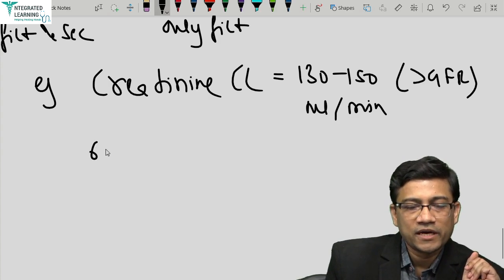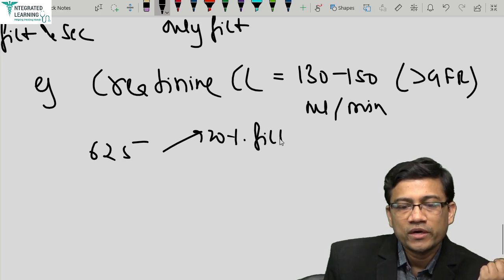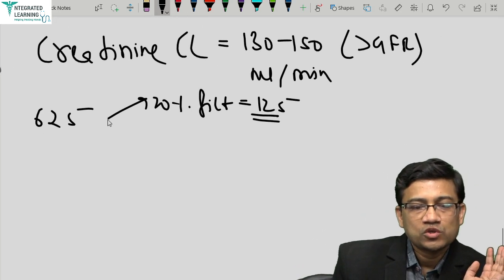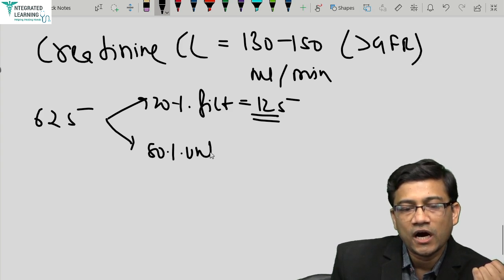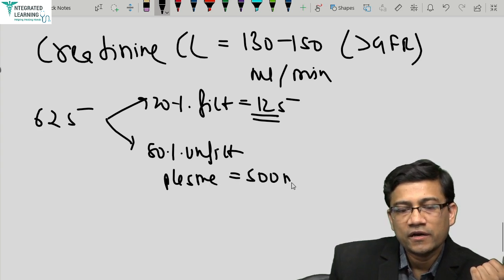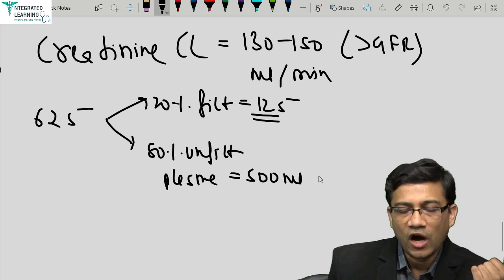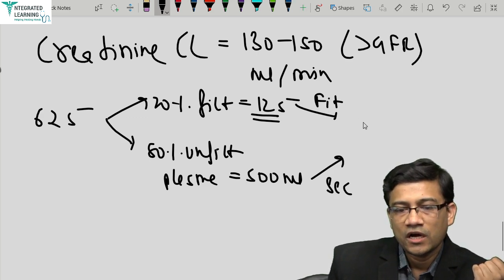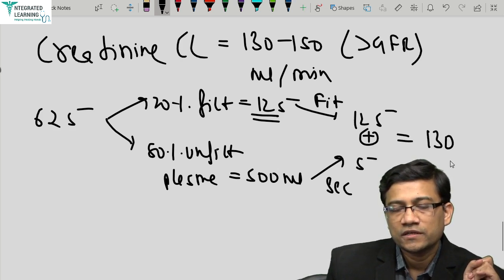See, I will show you. How much dirty plasma came with creatinine? 625. Out of that, how much do you clear by filtration? 20% filtered, 125. So how much must be the secretion? Out of the 80% unfiltered plasma, that is how much? 500 ml, okay. How much was cleared by secretion? So this one is filtered and cleared, 125 plus how much? 5. Total is 130 clearance.